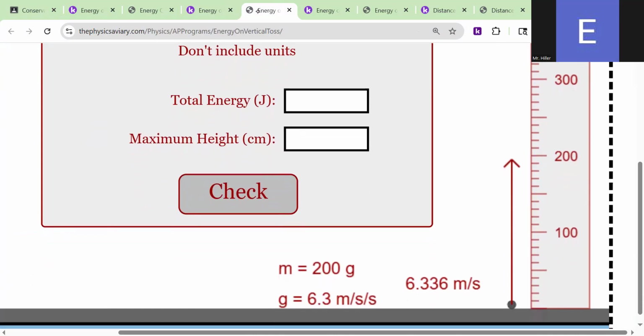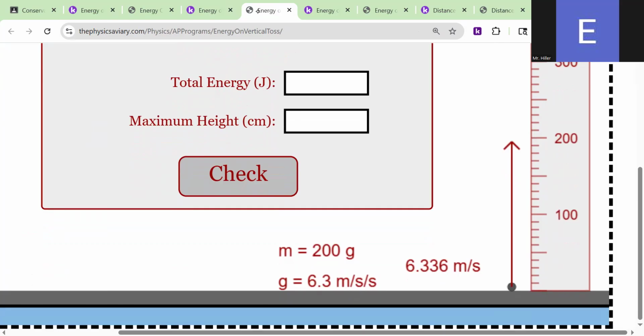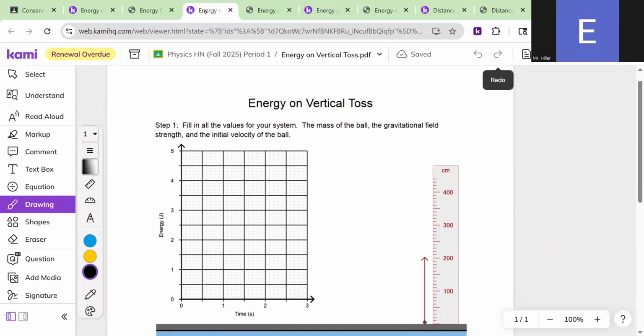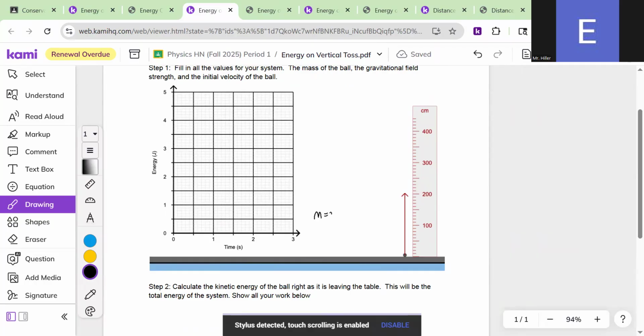Now, note what we've been given. We have to find the total energy in joules and the maximum height in centimeters. So note everything we're given here. We're given mass, g, and the speed at which it's launched. So record all your stuff. Convert to kilograms.